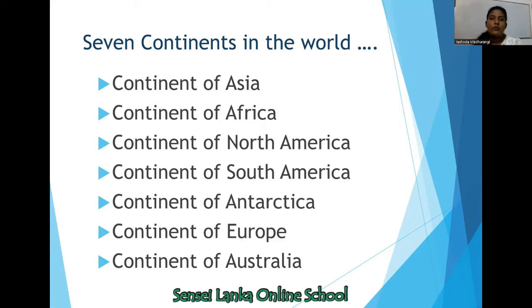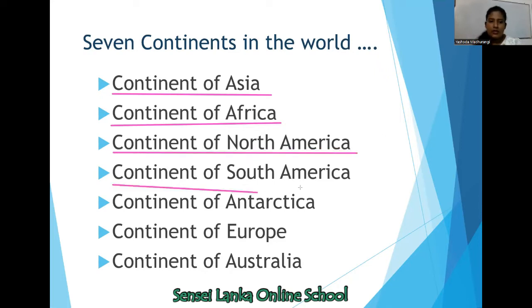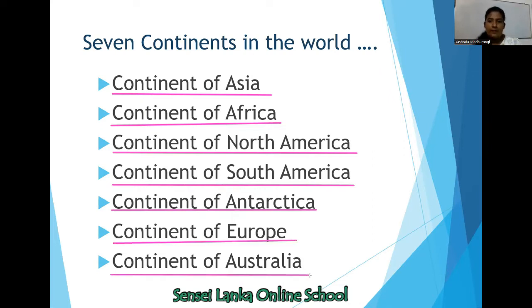So continent of Asia. Look at the first one. Continent of Asia. Next one, continent of Africa. Next one, continent of North America. Next, continent of South America. Continent of Antarctica. Continent of Europe. Continent of Australia. These are the 7 continents in the world. Remember their names and how to write them.